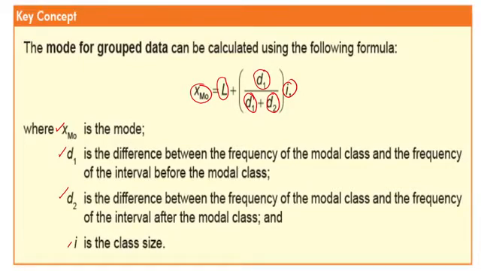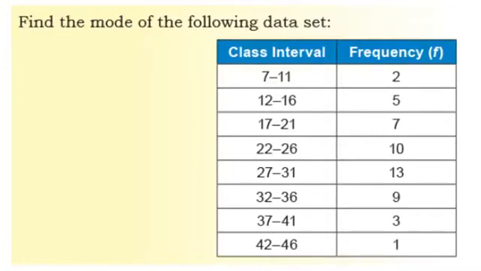Now let's begin with our first example. So you're given the data here. Find the mode of the following data set. So these are the frequencies and these are the class intervals. Okay, now let's continue.